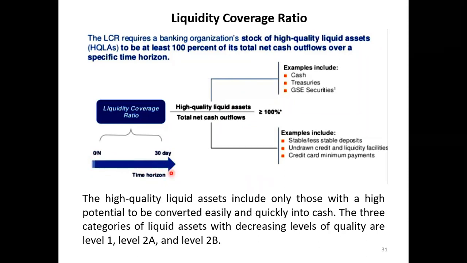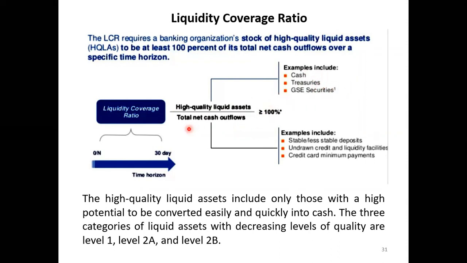So that's what the ratio explains. The time horizon is 30 days. They can take a 30 day average: high quality liquid assets over total net cash outflows. It should be equal to or more than 100%. High quality liquid assets include cash, treasuries, and government securities.